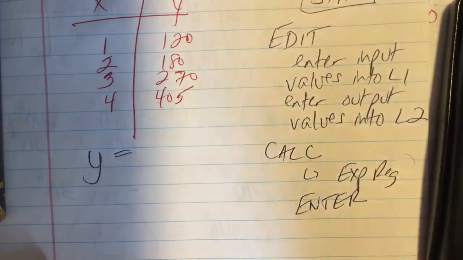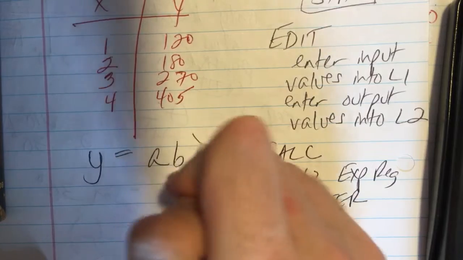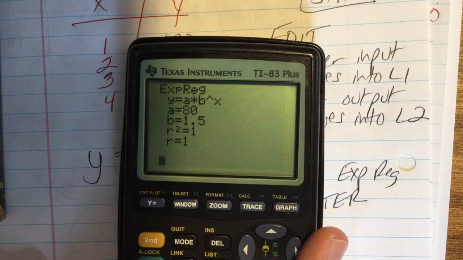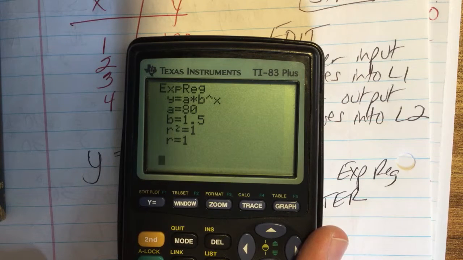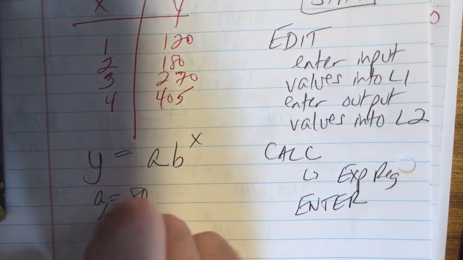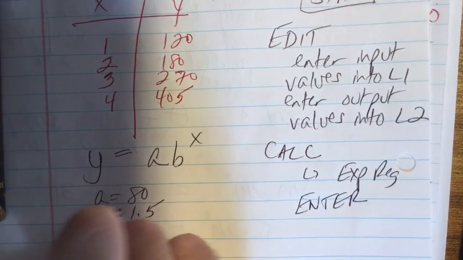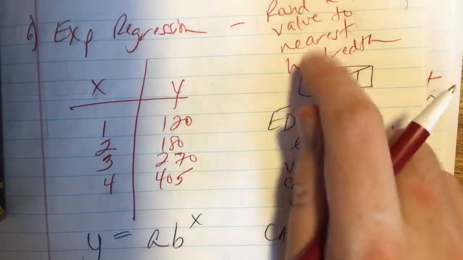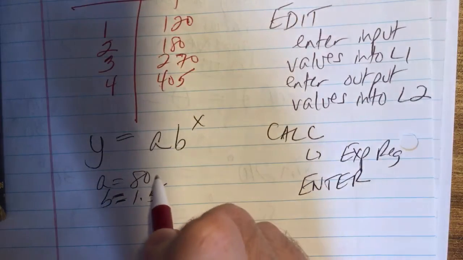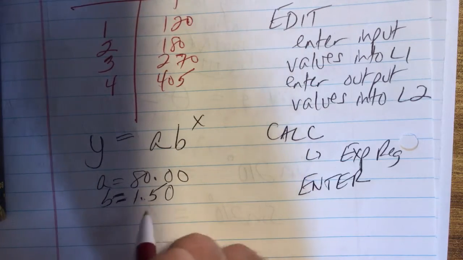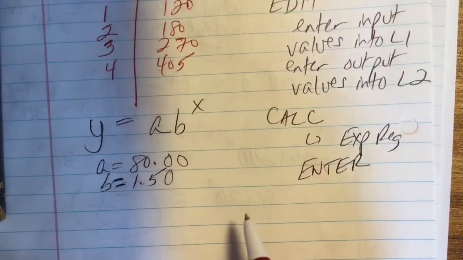So then it tells you the structure of the equation, which makes sense because this is the structure of an exponential function. And then it tells you the a value and the b value. We're not going to need the r values for this question. A is 80 and b is 1.5. So we're not going to really have a rounding issue here. However, since they ask you to round to the nearest hundredth, we're going to make this 80.00 and we're going to make this 1.50 so that we have accounted for the hundredth spot.